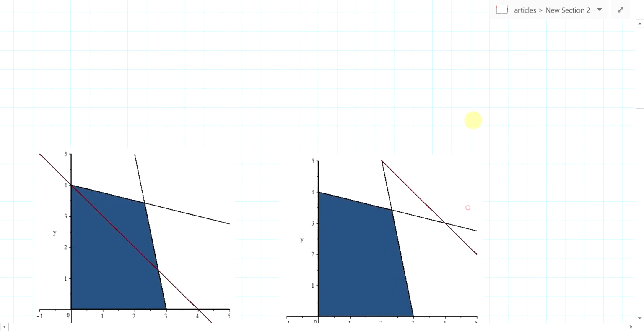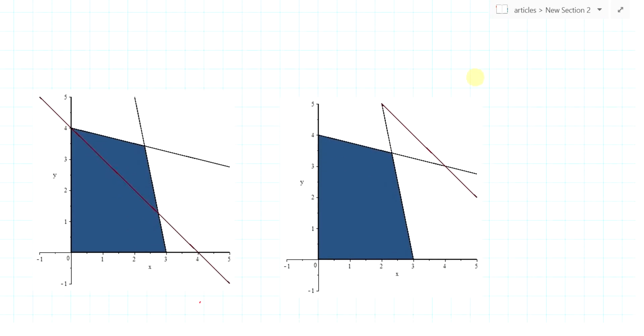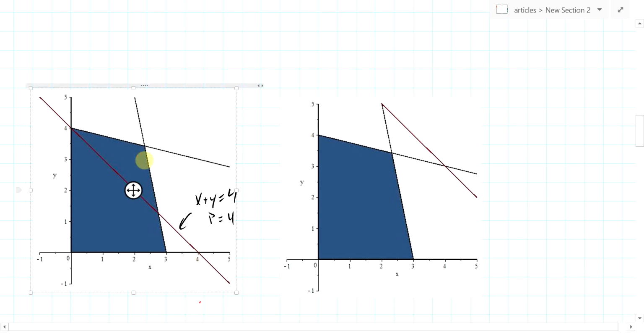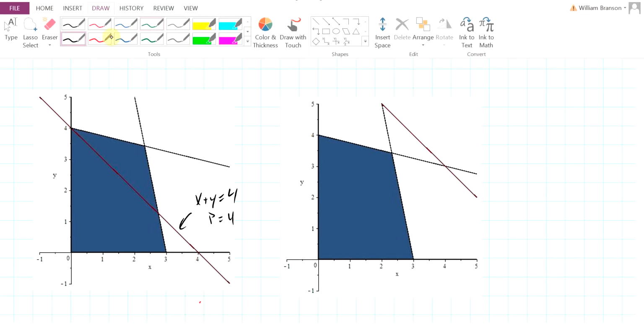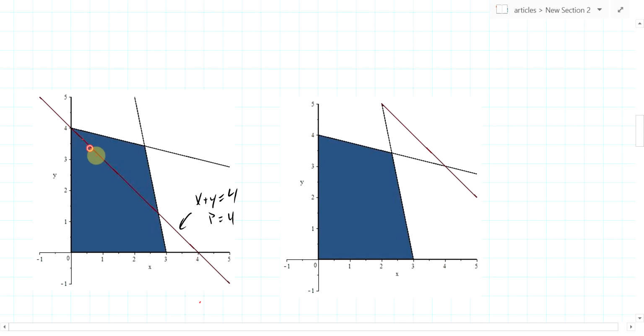So, if we look at our feasibility region, this is x plus y equals 4. You can think of this as a profit line, or profit equals 4. Every combination of x and y along here is a combination that will make me exactly $4 in profit. And there's lots of values that will give me exactly $4 in profit.